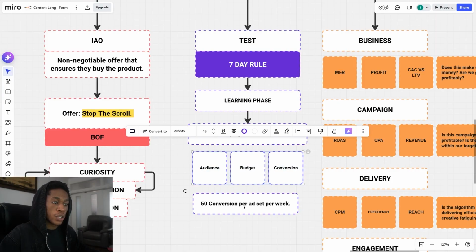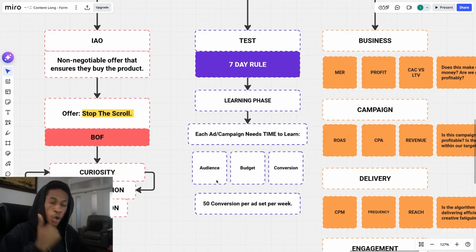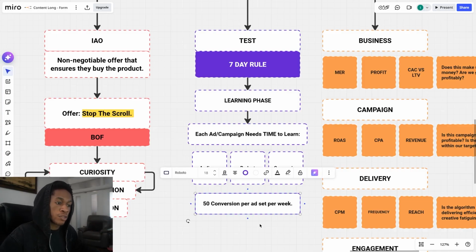And if you're wondering what it needs time to learn, it needs time to learn your audience. It needs time to learn your budget and how much of it to use every single day, and it needs time for conversion, right? In order to see how long it takes from someone seeing your ad to converting. And if your ad cannot see that, it will not be able to run effectively. So people recommend 50 conversions per ad set per week.